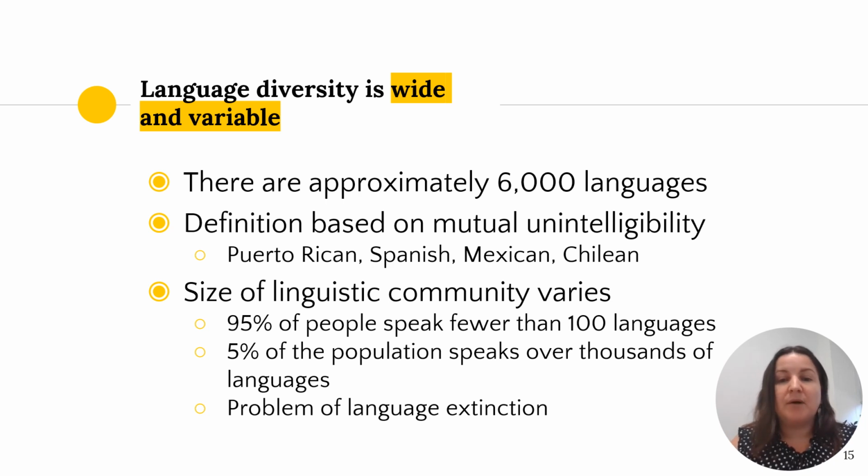And this is the problem of language extinction, right? There are some languages that only 5 humans are left who speak it. And when those people die, the language is extinct. You have an assignment where we're going to learn about why this happens.